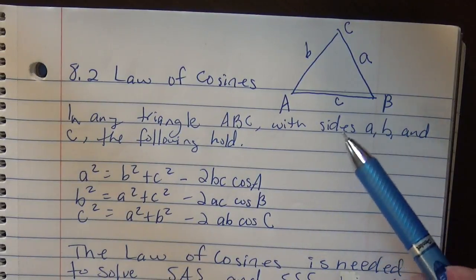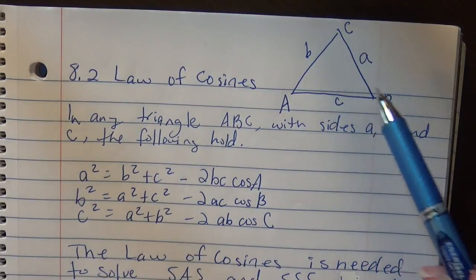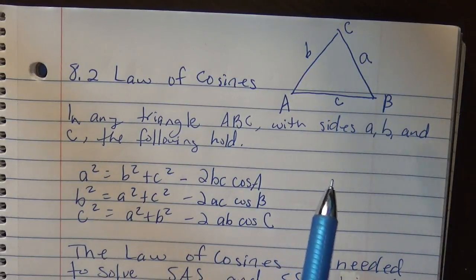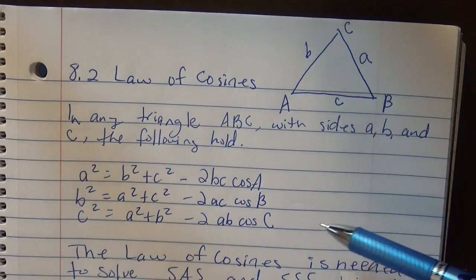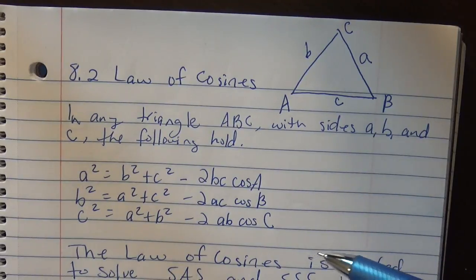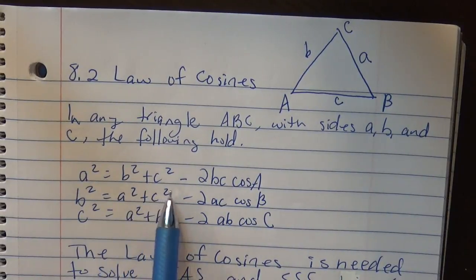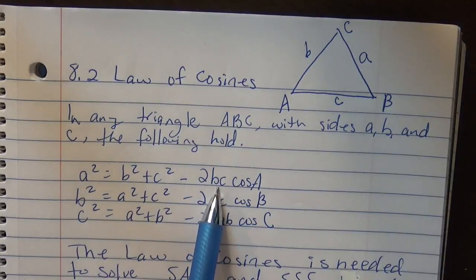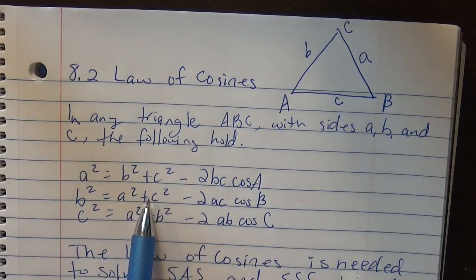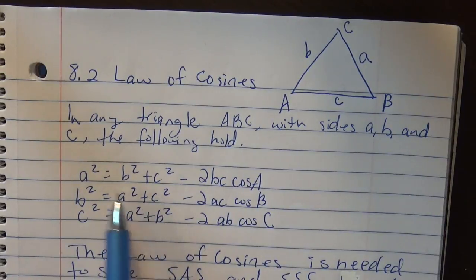So the law of cosines allows us to solve for any missing side, or it also allows us to solve for a missing angle if we're given all three sides. So the rule is that a squared equals b squared plus c squared minus 2 times side b times side c times cosine of angle A. And this is just two different variations of the same rule, just depending on which side you're solving for.